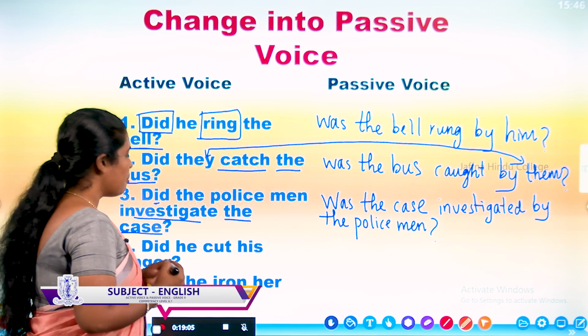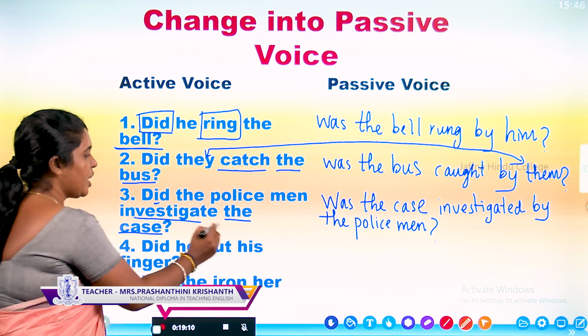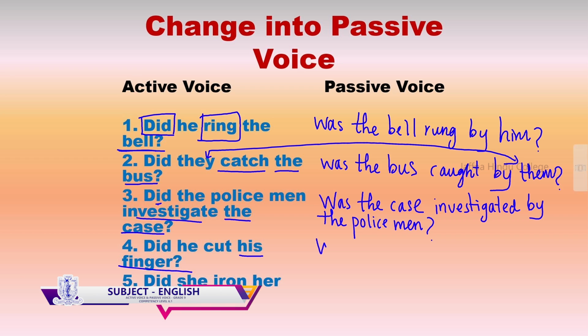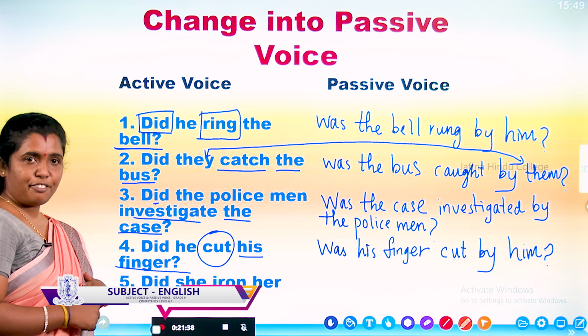The policeman. By the policeman. Right? Number 4. Did he cut his finger? So, what is the object here? His finger. Okay? So, was his finger. Okay. Now, what is the past participle form of cut? Same. Okay? Cut by whom? Cut by him. Okay? In the previous lesson, I taught you how will it be changed, right? Him.